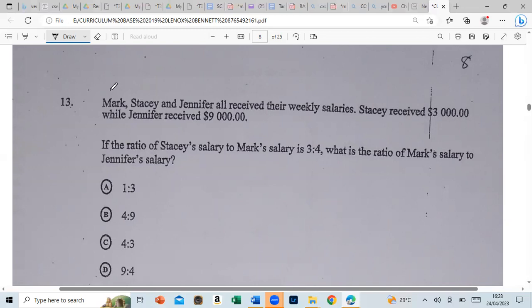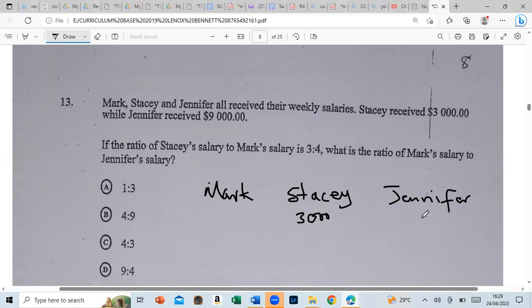So let us put it in the order. They say Mark, Stacy, Jennifer. So we say Mark, Stacy. The order matters, guys, as I told my students. And then now we have Jennifer. Let's put in some numbers now. It says Stacy received 3,000, right? And Jennifer received $9,000. If the ratio of Stacy to Mark, so Stacy to Mark, oh, they put Stacy's name at the front. So that's 3 to 4. What is Mark to Jennifer?